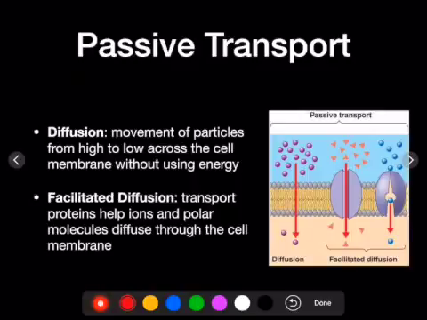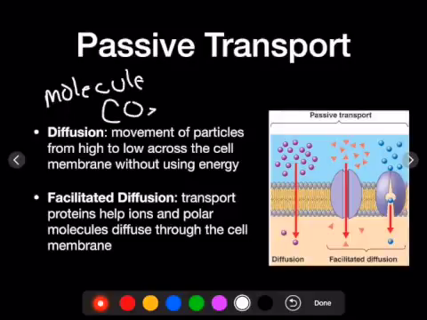The first one we want to look at is diffusion. And diffusion is the movement of molecules. Okay, so this would be like CO2 or O2. Okay, and these are bigger molecules and they need to be able to move across the membrane. So diffusion, movement of particles from high to low across the cell membrane without using any energy.